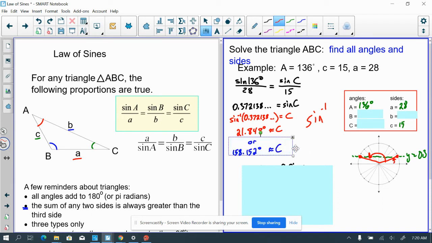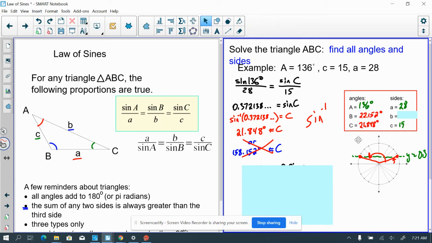If you subtract from 180, this bigger angle is 158 degrees. 158 degrees also has a sine of 0.3, but of course it's too big because I know one angle in here is already 136, so there's no way you could have a second angle of 158. So now I know angle C. I know two angles in my triangle, so I could subtract from 180 and get the third angle.